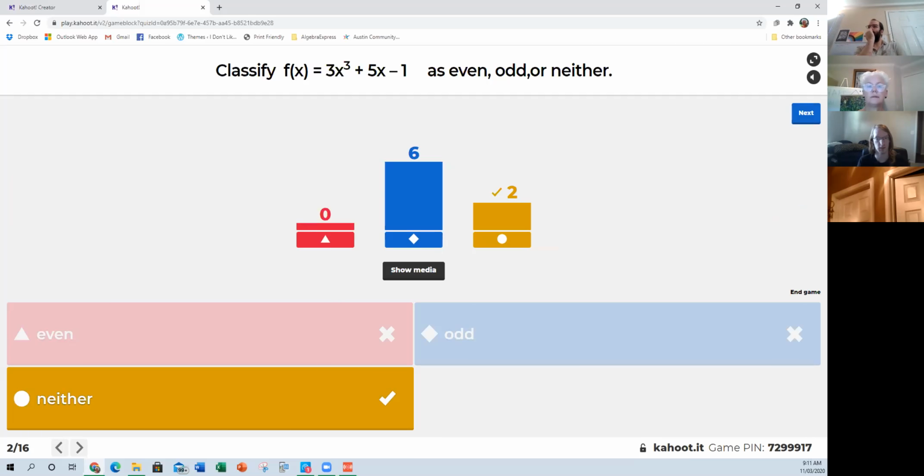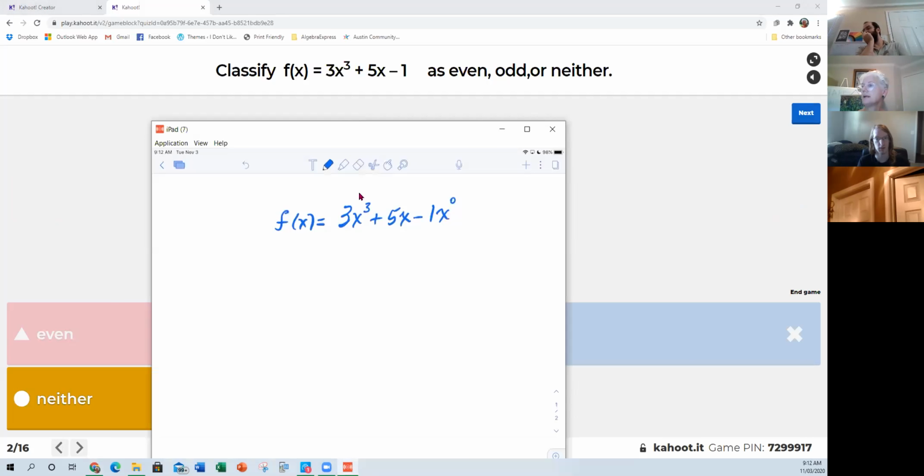Look at this. So 3x to the third, the exponent is a 3. 5 times x, the exponent here is a 1. And then anytime you have a constant, it's like an x to the 0 power. So constant is always considered even. So here we have odd, odd, even. And if there's a mix in the problem, it's going to be neither.